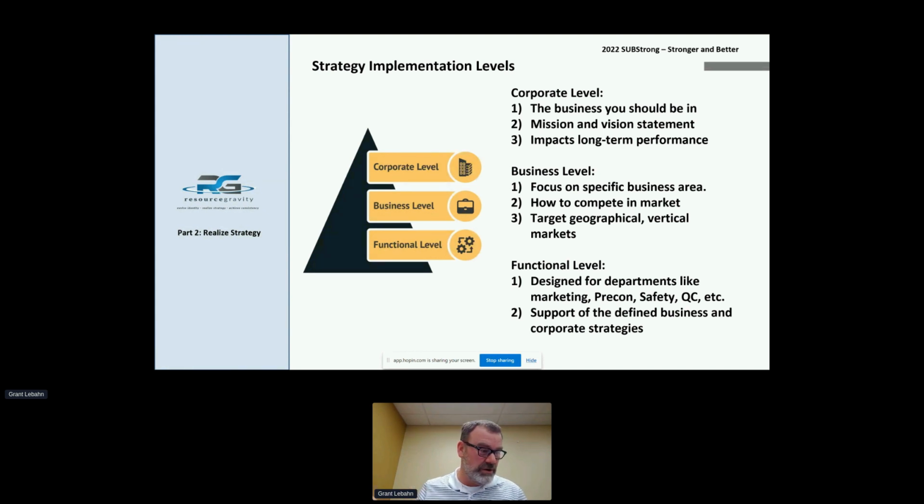And then my functional, I'm going to do next year, or whatever that looks like, right? So thinking about it in these 3 different levels is something to consider.